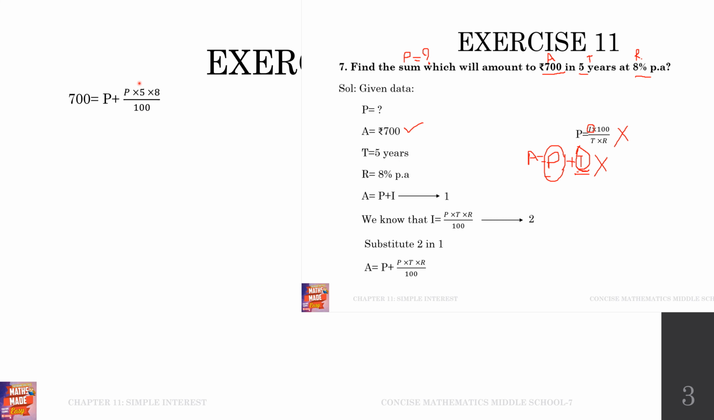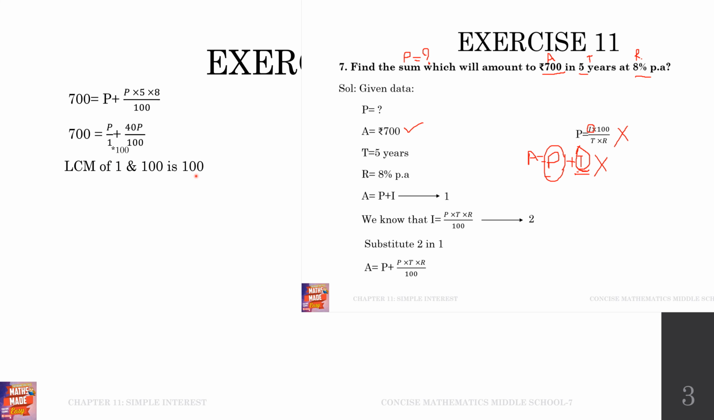Now just multiply this. 5 8s are 40 into P is 40P. Now here this is a fraction. I have already explained you many times how to solve it when a number or anything is in fraction form. Here, since the denominators are different, you need to take the LCM of 1 and 100, which is 100. Now you need to make the denominators equal. For that, this 1 should be multiplied with 100. Then you will get 100, right?